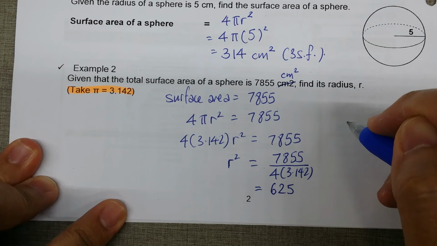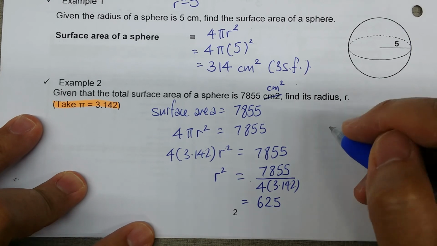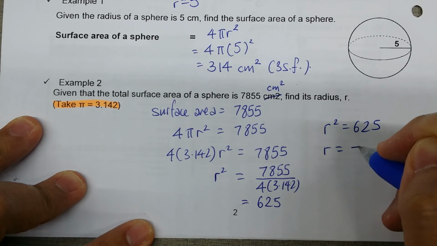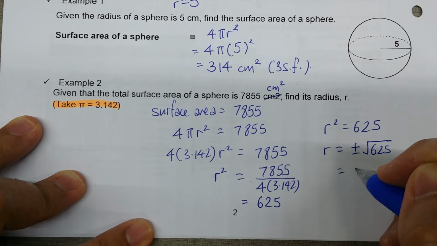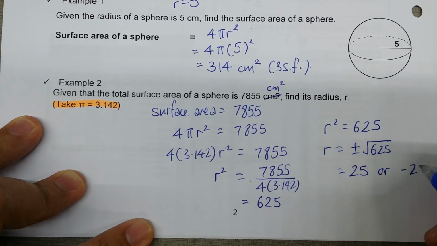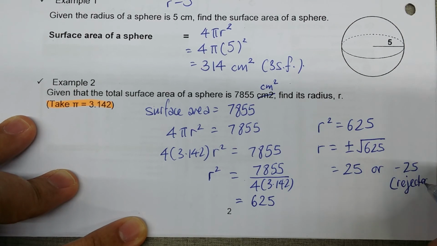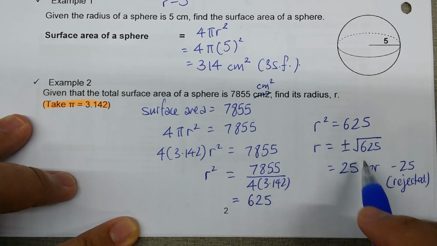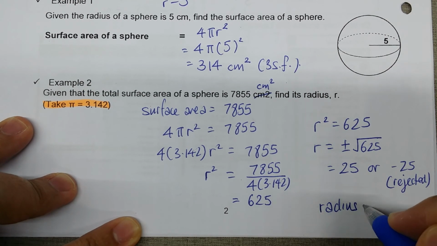If r square equals 625, remember earlier on we had r cube, where I said with a cube root you don't have plus minus. But r square equals 625, so r, you must show me plus minus square root 625. It's either positive 25 or negative 25. But radius is a length, so how can it be negative? You reject the negative. However, you must still show me plus minus. Mathematically, this is the way to do it. So r equals 25. Radius equals 25 cm.